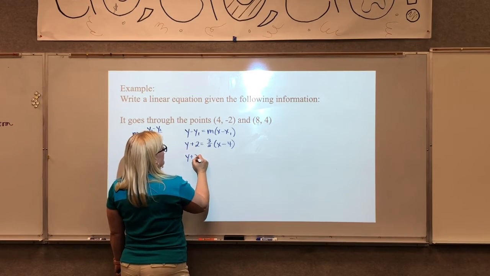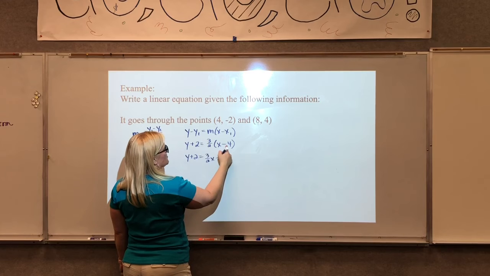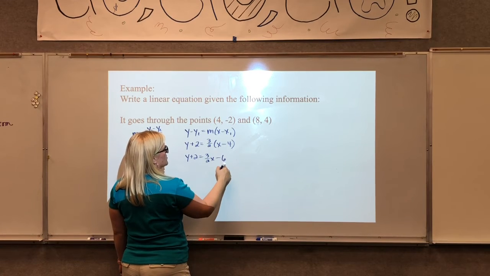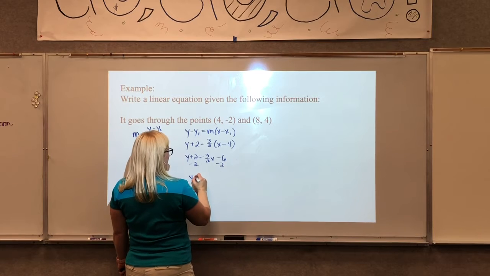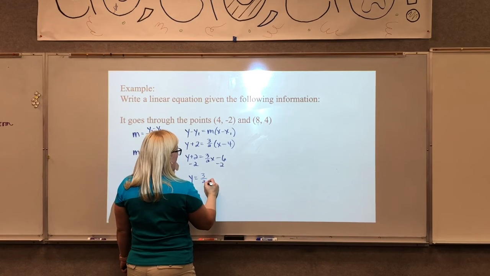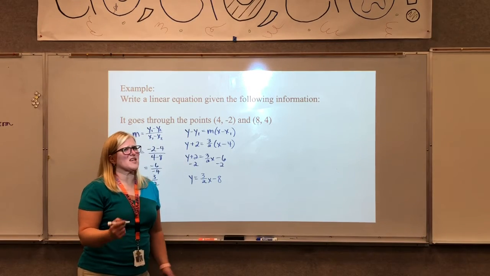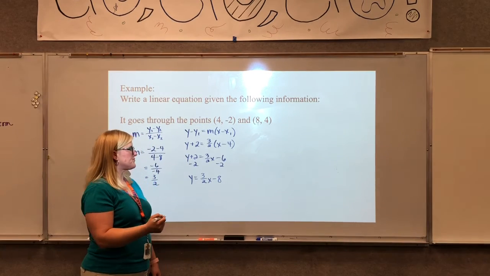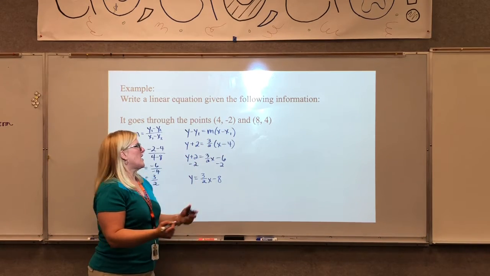So we distribute the 3 halves, so we get 3 halves x minus 6, because 3 times 4 is 12, divided by 2 is 6. And then I'm going to subtract 2 from both sides. So I have y equals 3 halves x minus 8. I'm going through this quick because this is total review. But I do want to show you that it doesn't matter which point I use.